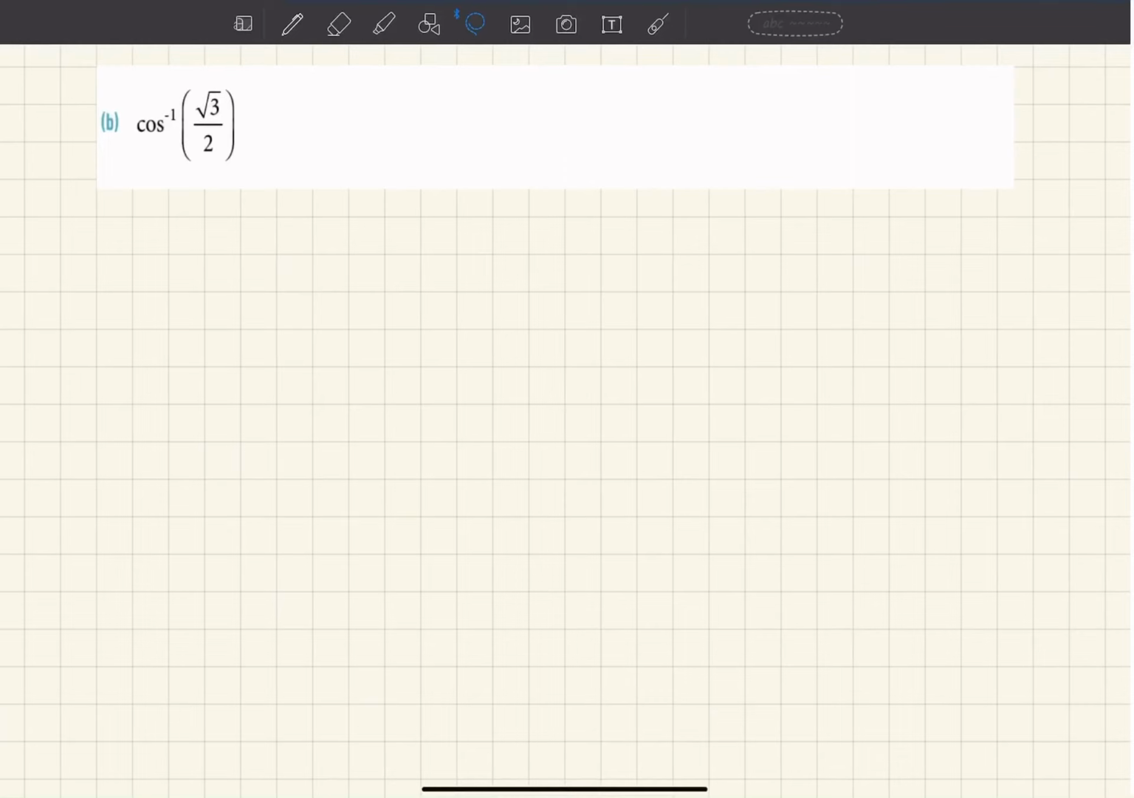In question B, we've got slightly different notation. We have got the inverse cos of √3/2. This is the same as the arc cos of √3/2. So this is the same thing as in the question before. So we say again, let y equal the inverse cos of √3/2. And then we say, what is the domain?